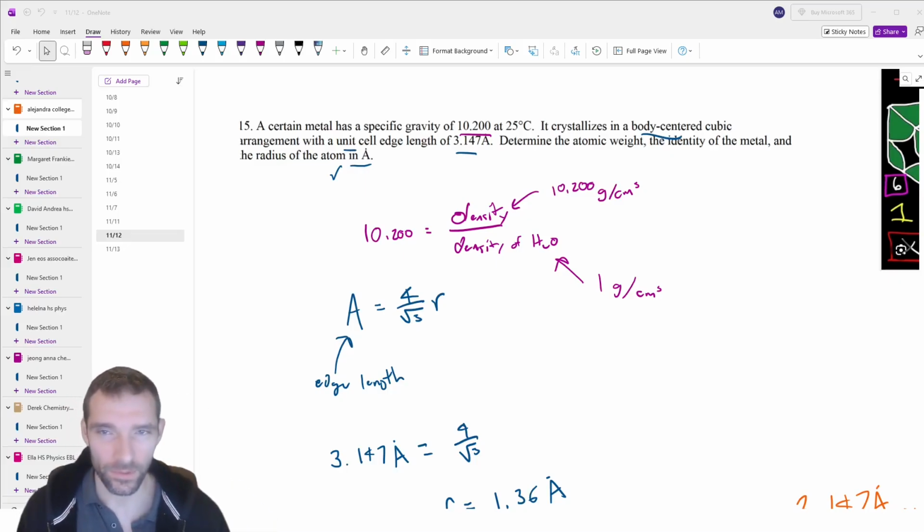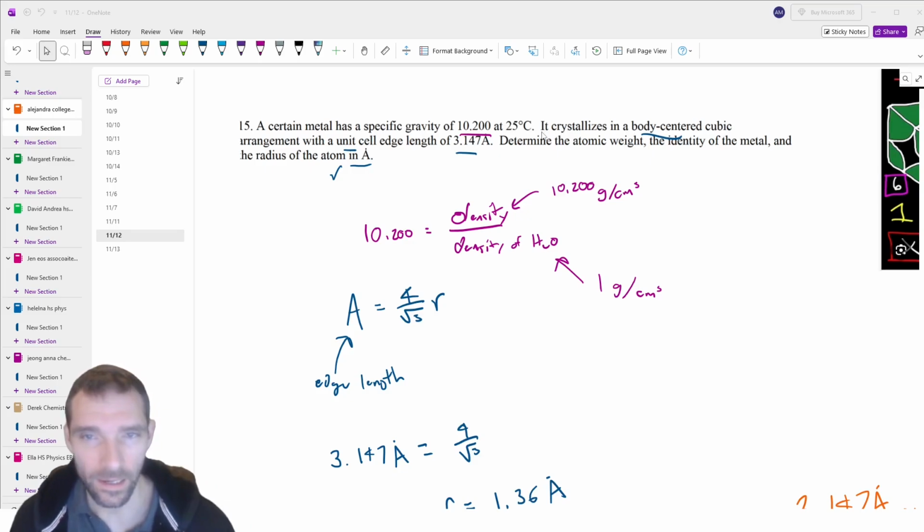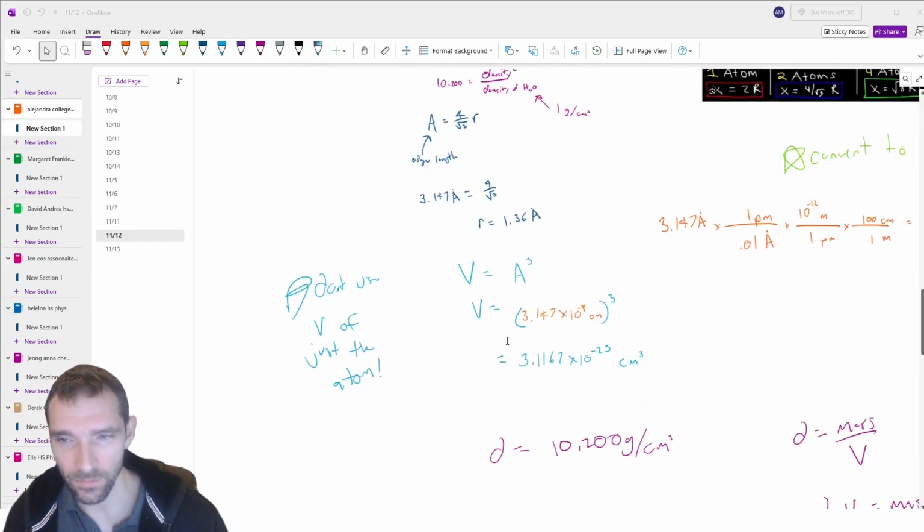Hi, my name is Andrew McLaren, and I'm going to help you understand how to use density and stacking of atoms to relate these different parts of the problems. This problem's already been worked through.